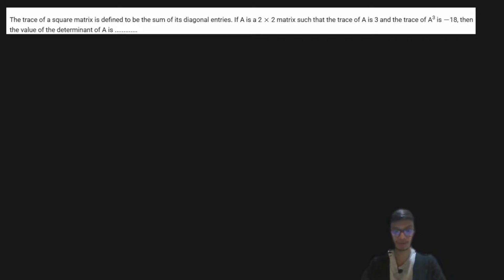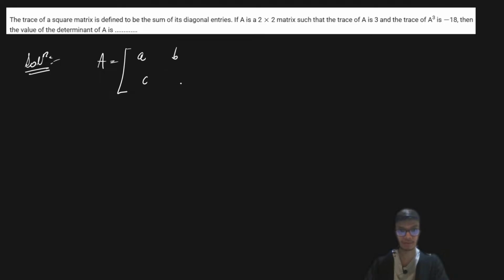Okay, so this is a very interesting problem. It says that the trace of a square matrix is defined as the sum of the diagonal entries. We already know this, and it says that we have a 2 cross 2 matrix as A. Let's say that the A matrix consists of the following entries. So it's a 2 cross 2 matrix like this, right?